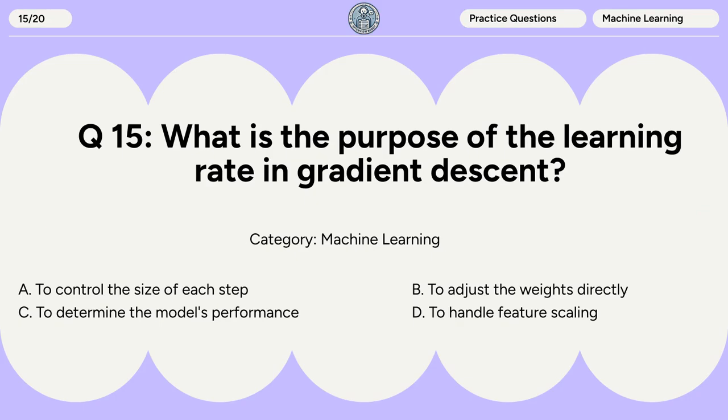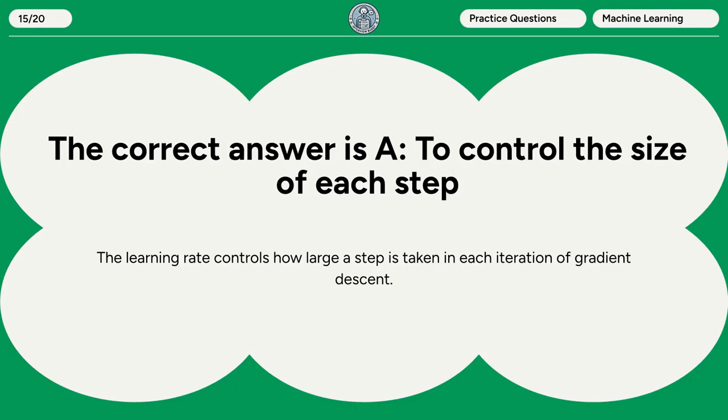Question 15. What is the purpose of the learning rate in gradient descent? A. To control the size of each step. B. To adjust the weights directly. C. To determine the model's performance. D. To handle feature scaling. The correct answer is A. To control the size of each step. The learning rate controls how large a step is taken in each iteration of gradient descent.